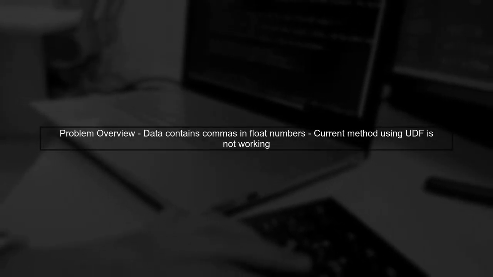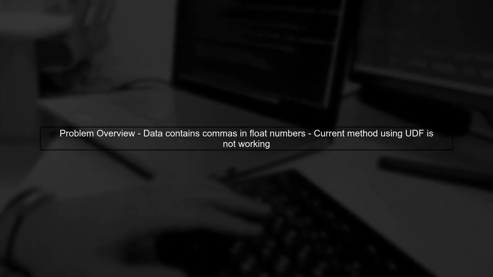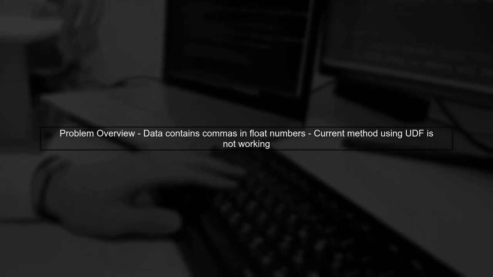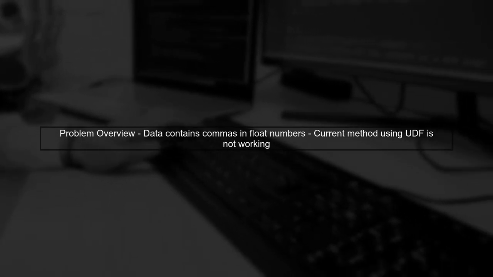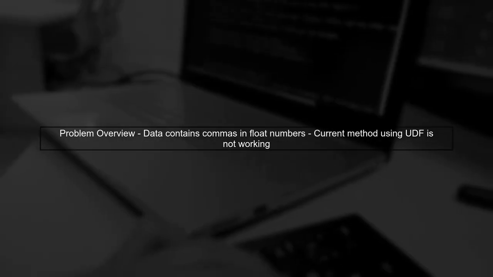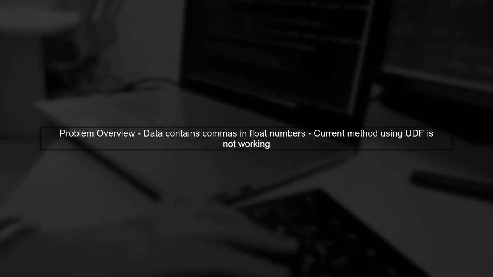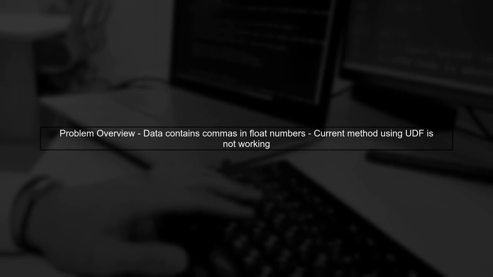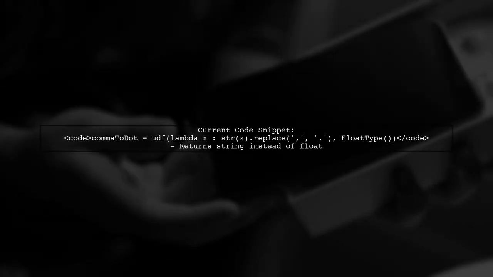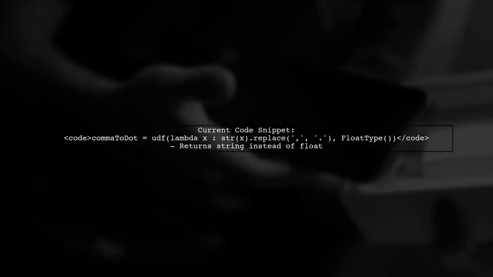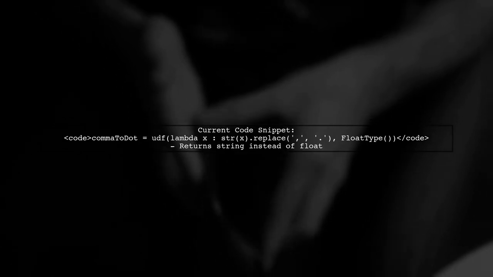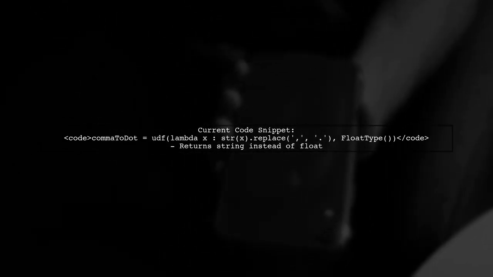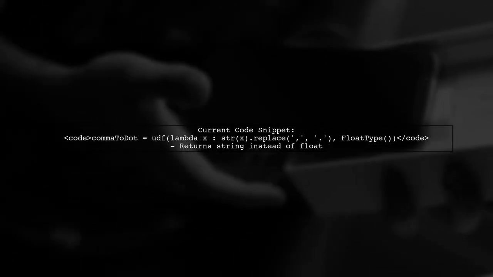To convert commas to dots in float numbers within a PySpark data frame, we need to ensure that the data type is correctly handled. First, let's understand the issue with the current approach. The user attempted to create a user-defined function, or UDF, to replace commas with dots. However, the UDF is returning a string instead of a float, which is likely causing the issue.